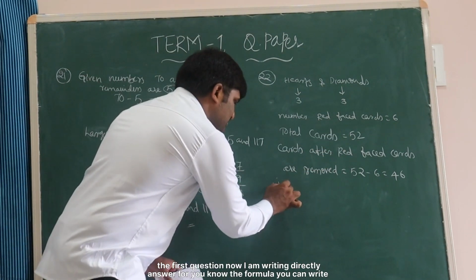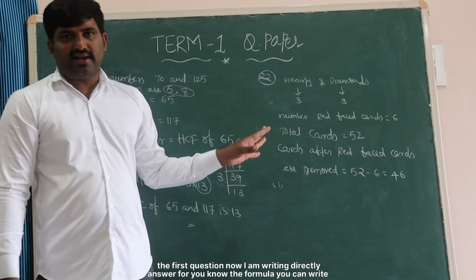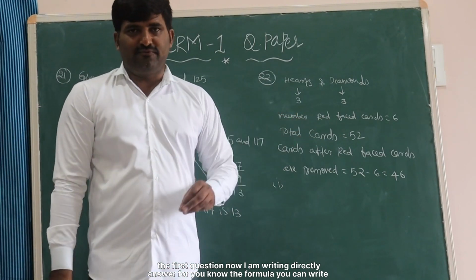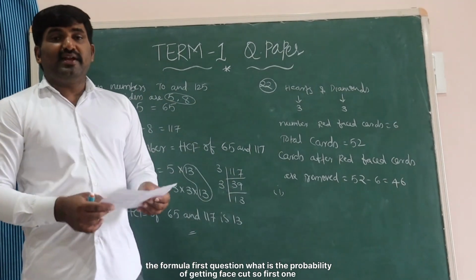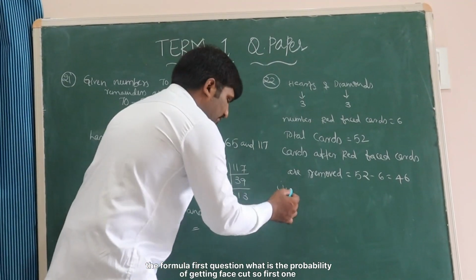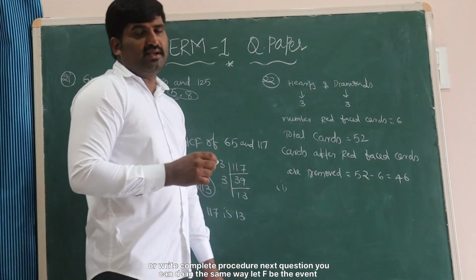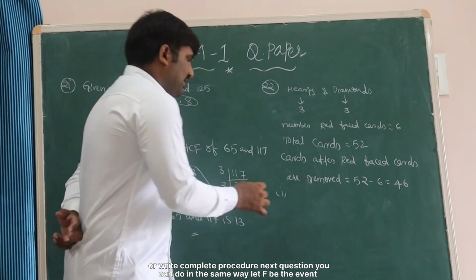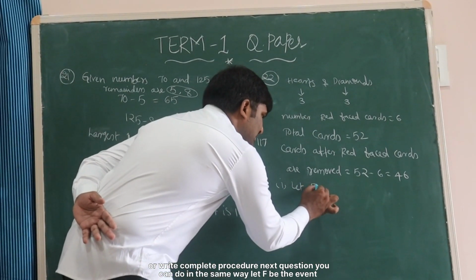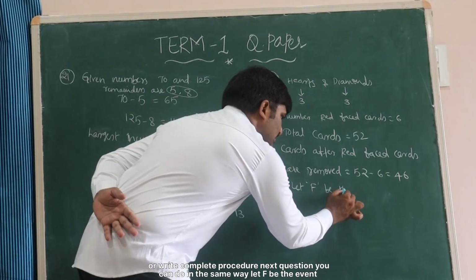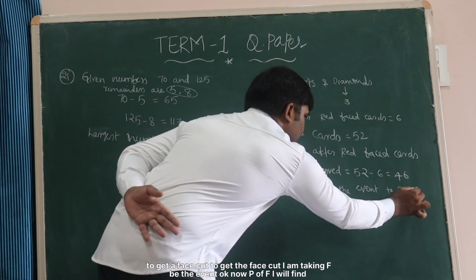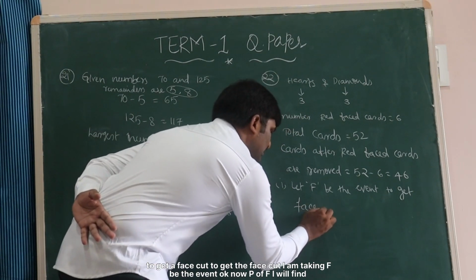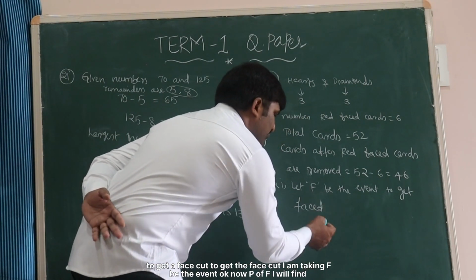Now come to the first question. Now I am writing the answer directly. You know the formula, you can write that formula. First question: what is the probability of getting a faced card? For the first one I will write the complete procedure. The next question you can do in the same way. Let F be the event to get a faced card. To get the faced card, I am taking F as the event.